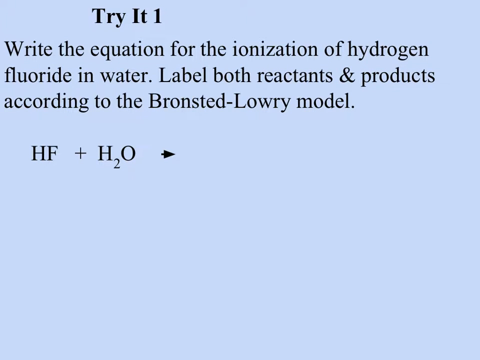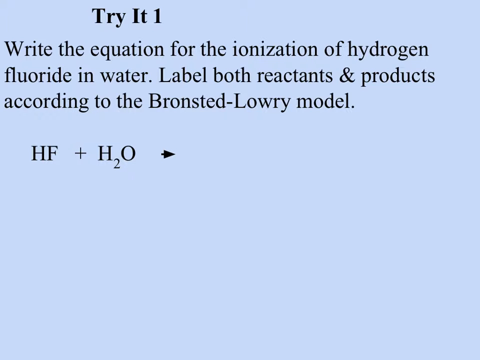So my triad says, write the equation for the ionization of hydrogen fluoride in water. And as you look at this, hydrogen is going to be donated by the fluorine, so it's going to form H3O+, and that's going to leave F- behind. Leave F- alone. And that's it. That's all there is to the ionization of hydrogen fluoride. So now labeling them. Why don't you pause and see if you can label these correctly.